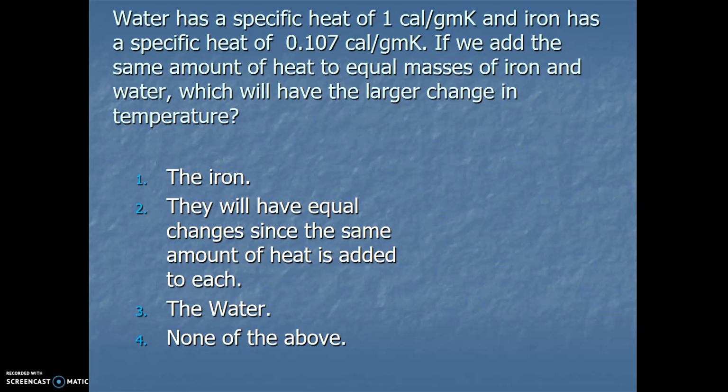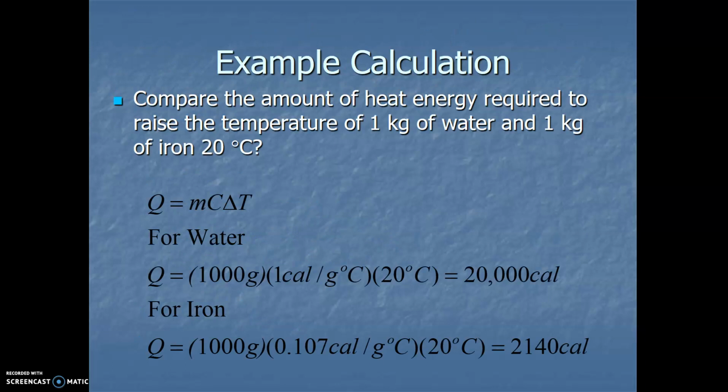So water has a specific heat of 1 calorie per gram per degree Kelvin, and iron has a specific heat of 0.1. If we add the same amount of heat to an equal amount of mass, which one will heat up, have a larger change? And that is going to be the iron, because the iron has a lower specific heat. If the same amount of heat is added, the temperature change has to be larger for the iron, because iron can't hold on to that heat without changing temperature.